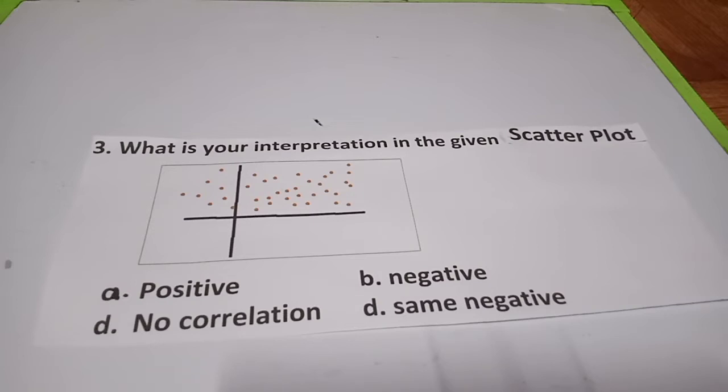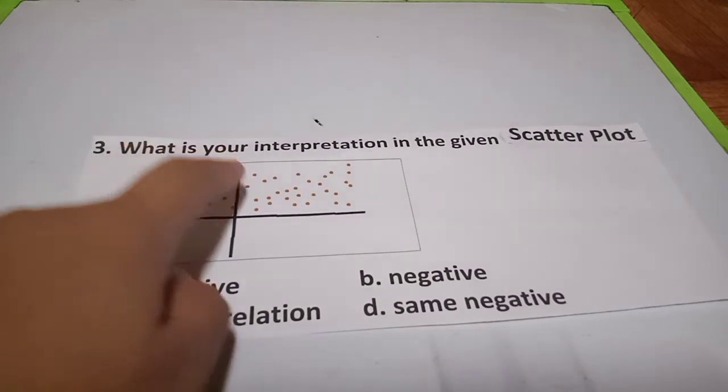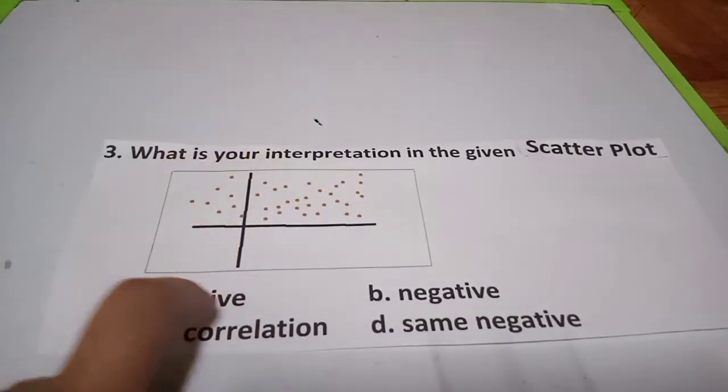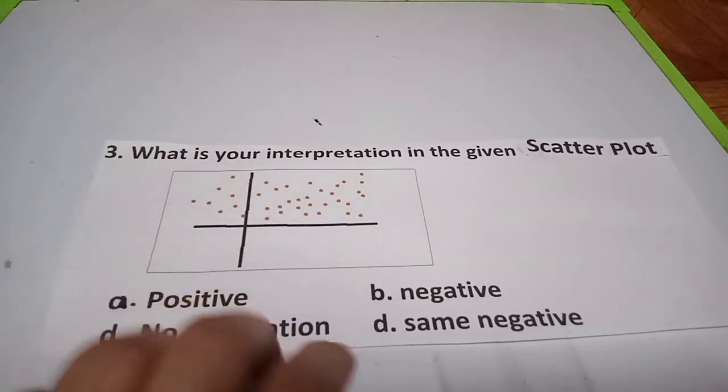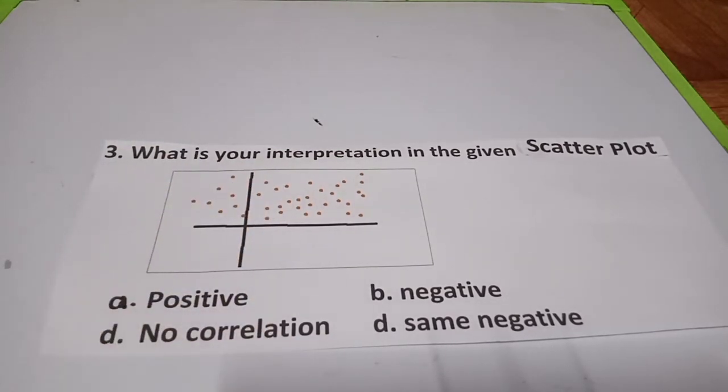So what do you think will be the interpretation of the given scatter plot? This is mostly a correlation. If you look at this one, number 1, sometimes it touches both negative and positive. So it means there is no correlation. Take note, no correlation. What is no correlation?